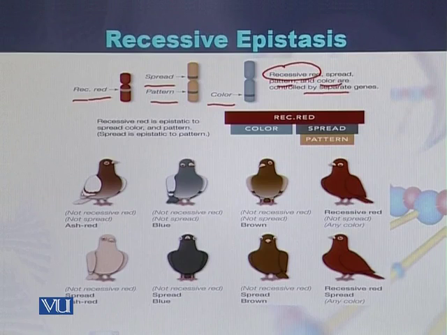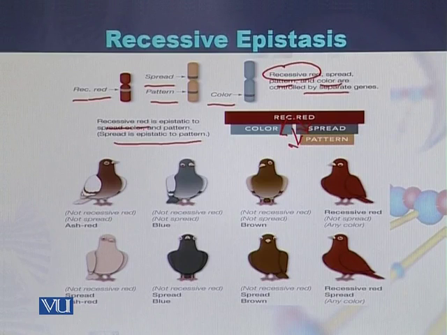One of the genes controls the recessive red color, the second gene controls the spread, the third gene controls the pattern, while the fourth gene controls the color. These 4 genes are present on different chromosomes. Here it is also important to note that recessive red is epistatic to spread as well as pattern, while spread is epistatic to the pattern. So recessive red is epistatic to the spread as well as to the color, while spread is epistatic to the pattern.